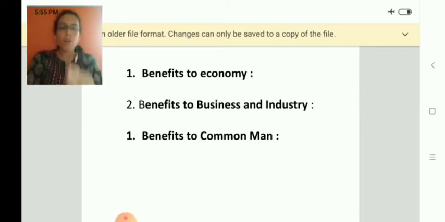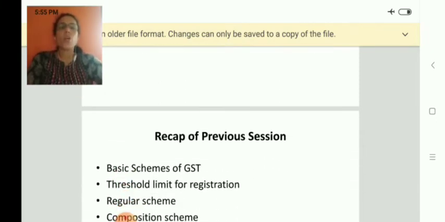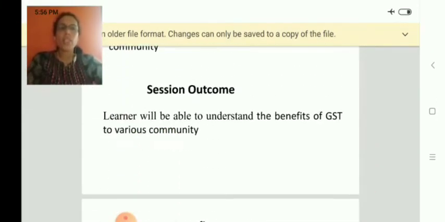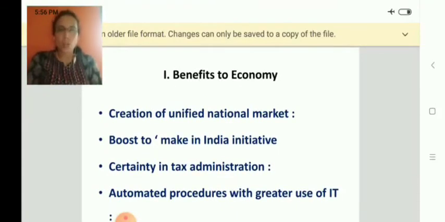For understanding purpose, we can classify the advantages or benefits of GST into three categories. First one, benefits to economy or to the nation. Second one, benefits to business and industry. And the third one is benefits to common man. Now let us see the first one, benefits to economy. What are the benefits of GST to economy?